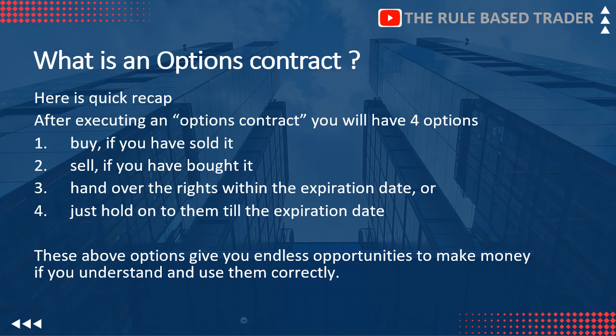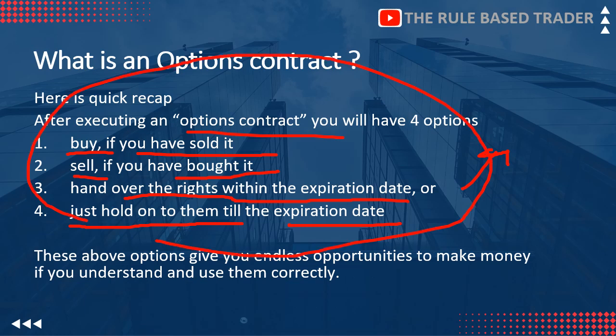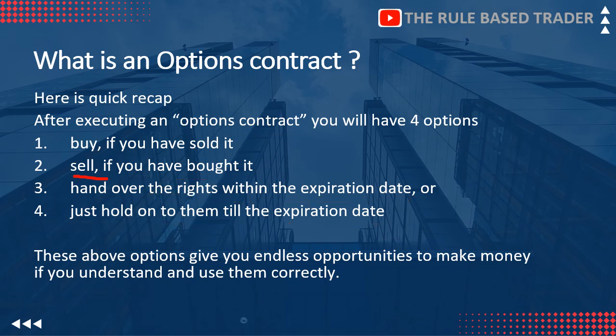So here is a quick recap. After executing an options contract, the buyer or the seller of the options will have four options: buy if you have sold it, sell if you have bought it, hand over the rights within the expiration date to someone else, or just hold on to them till the expiration date. These four options give you an enormous amount of opportunities to make money if you understand and use them correctly.